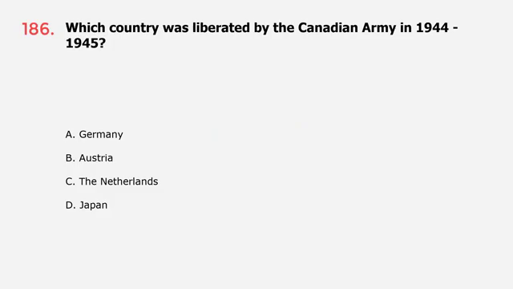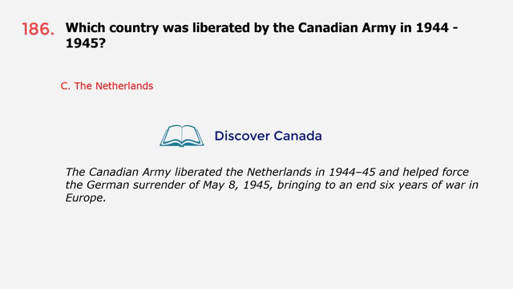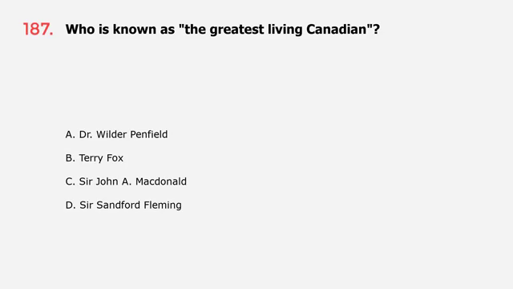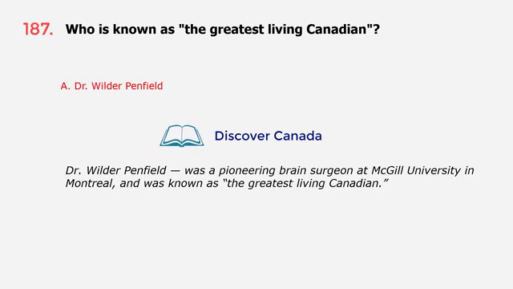Question 186. Which country was liberated by the Canadian Army in 1944 to 1945? A. Germany, B. Austria, C. the Netherlands, D. Japan. The answer is C. the Netherlands. Question 187. Who is known as the greatest living Canadian? A. Dr. Wilder Penfield, B. Terry Fox, C. Sir John A. Macdonald, D. Sir Sandford Fleming. The answer is A. Dr. Wilder Penfield.